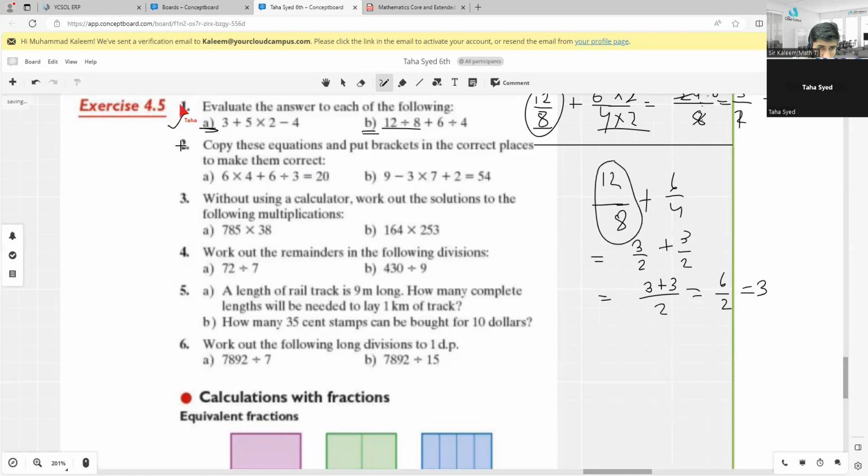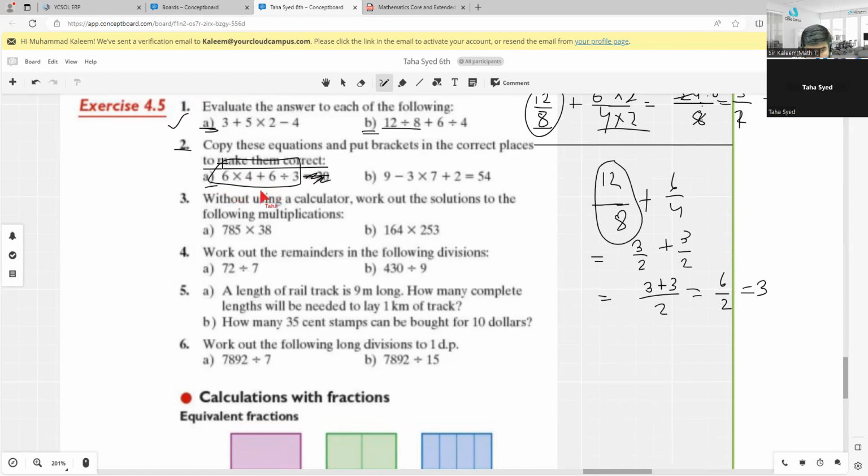Good. Okay, now you just have to solve question number 2. It's part A. Just ignore the right hand side first, solve the left hand side only and get its answer. And then after that, you just have to check whether this statement is correct or not. So first 6, 4.